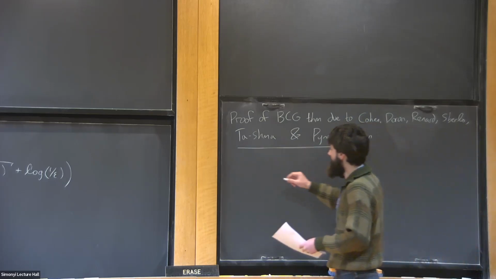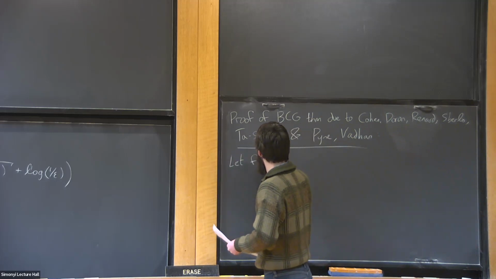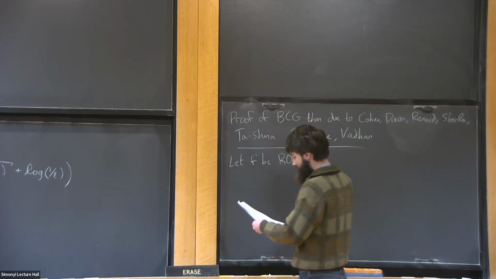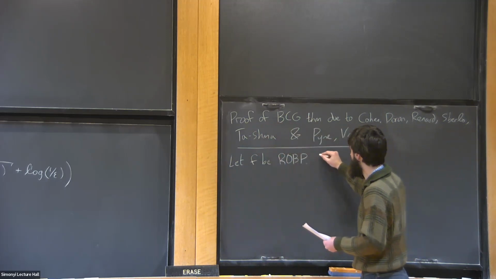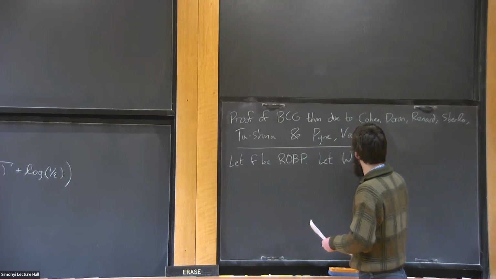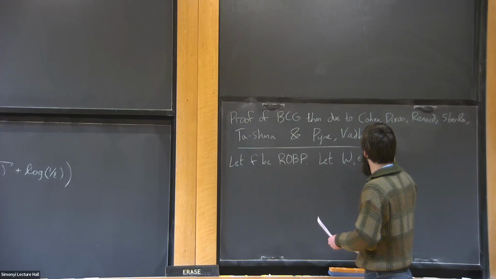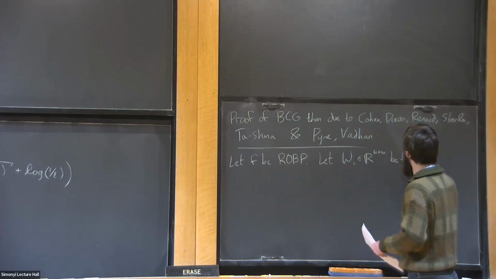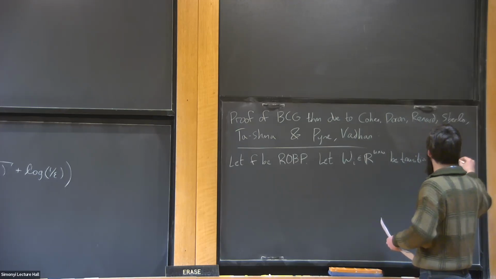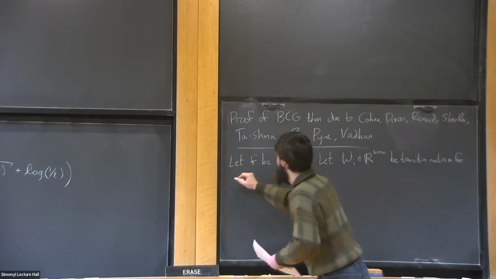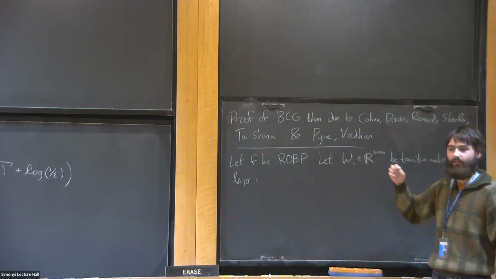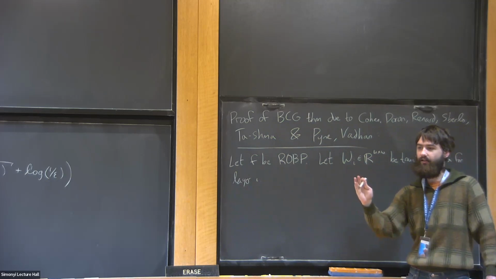So, okay, let's let F be the branching program that we're trying to fool. And let W sub I be the transition matrix for layer I. Okay, so this says the probabilities of going from layer I minus 1 to layer I.